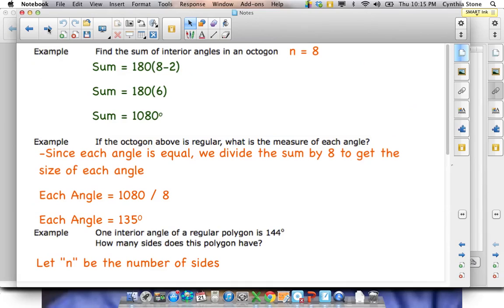So my example then, what if you have an octagon? Octagon means n equals 8. You sub in n equals 8 into our formula, and you get 1080.